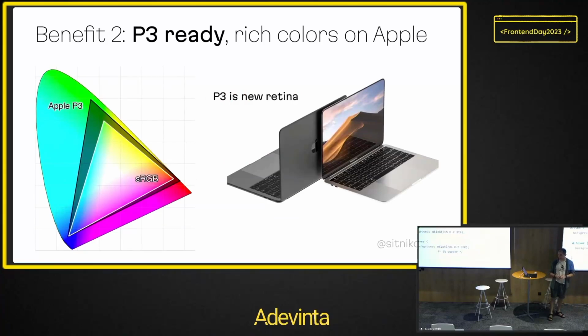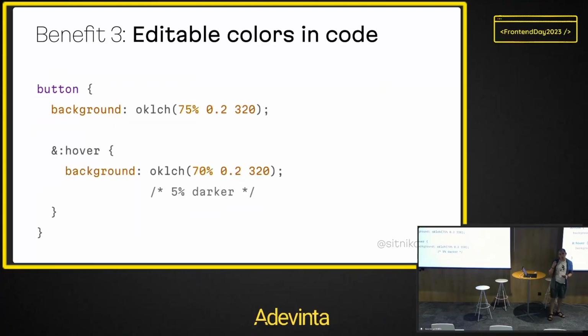Third, you will be able to edit colors inside your CSS. For instance, if designers didn't give you hover colors, you can create them. Not automatically, but manually: copy the normal colors and increase or decrease the L a little, and you will be able to create new colors without opening Photoshop and making a picture, all this not useful stuff. You can do it in the CSS.